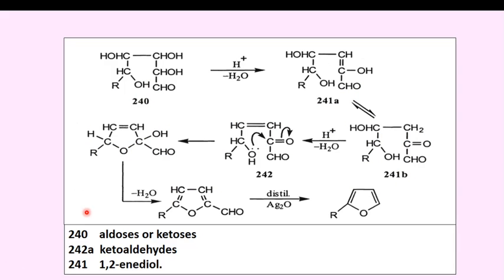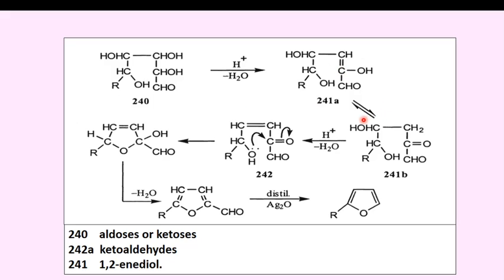So this is a mechanism. This structure is aldoses or ketoses. In the first step, there is removal of one water molecule. This OH and this hydrogen are removed in the form of a water molecule. Due to the removal of this water molecule, there is a double bond formation between these two carbon atoms.